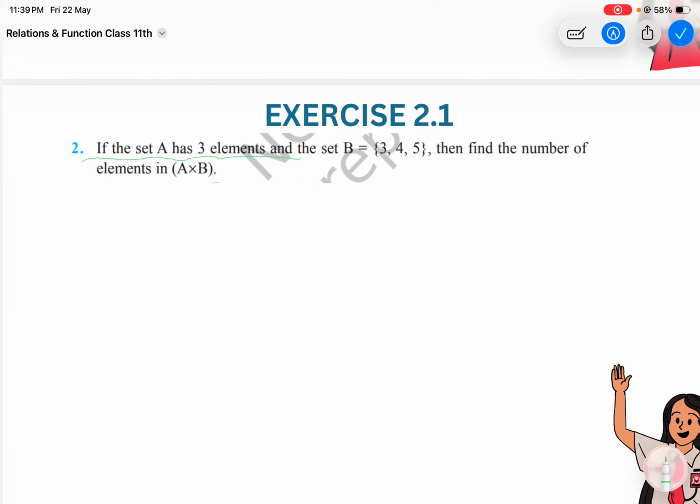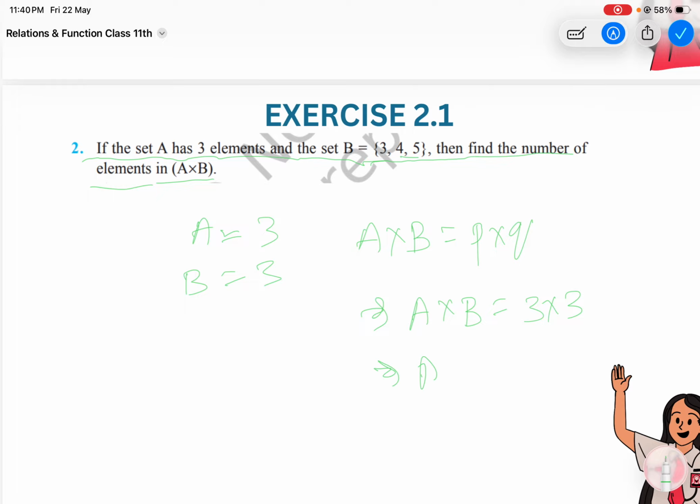If the set A has 3 elements and the set B equal to this, then find the number of elements in A into B. So suppose A equal to 3 and B equal to also 3. So A into B equal to P into Q, right? So A into B equal to 3 into 3. It means A into B equal to 9 pairs. So 9 elements will be there.